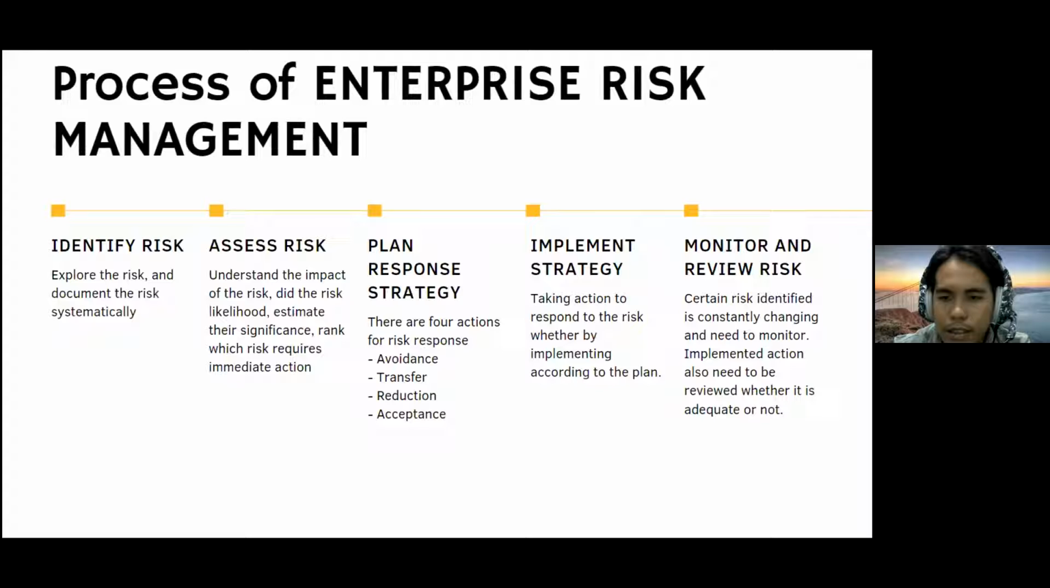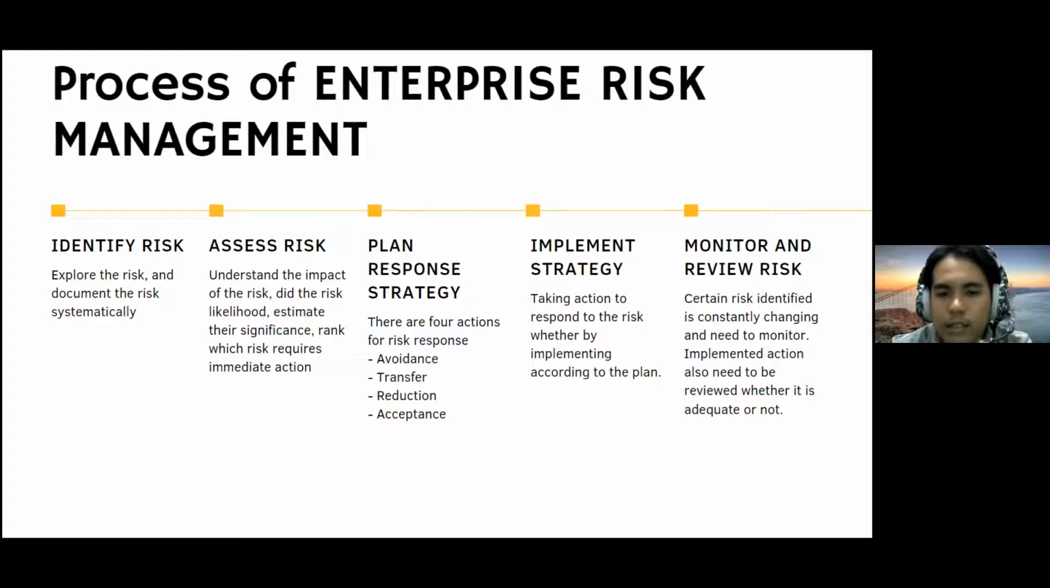After we know which risk we need to tackle, we have to plan how to handle the risk. So there are 4 types of plans that most companies use, which are avoidance, transfer, reduction, and acceptance. These will be explained in detail by the next presenter.